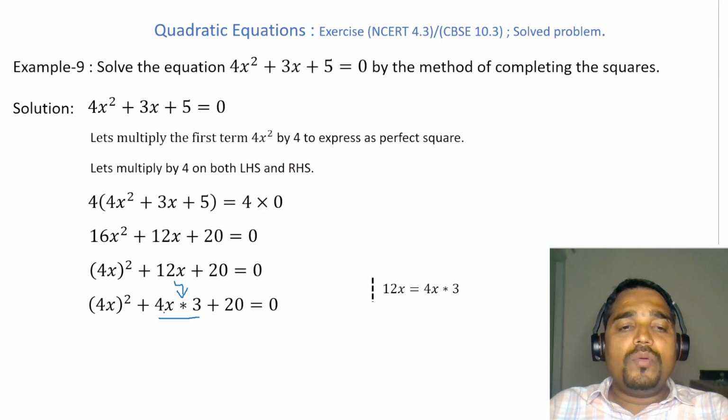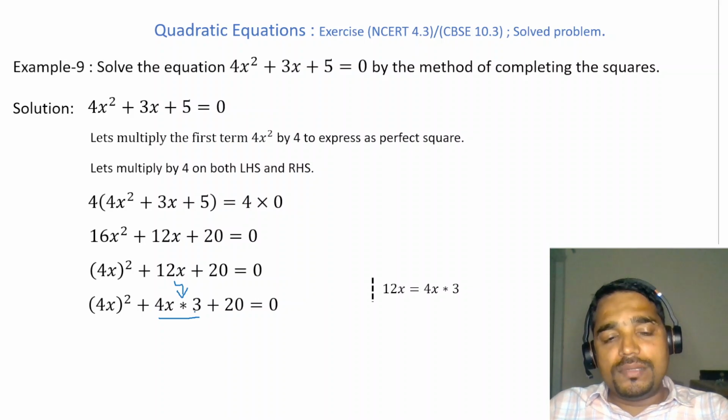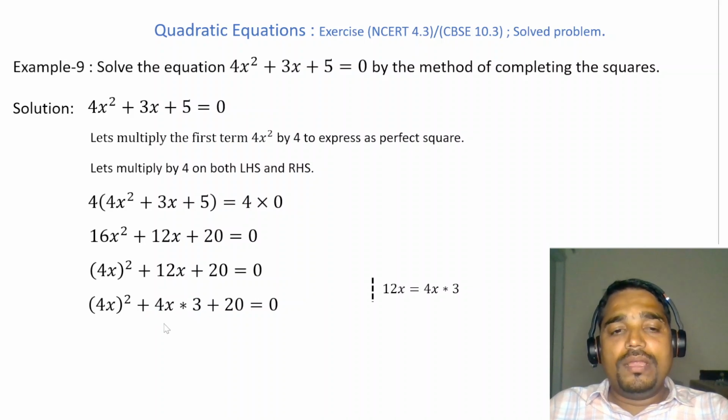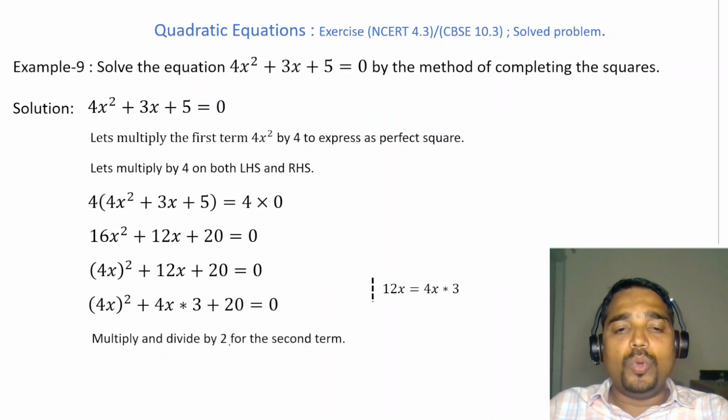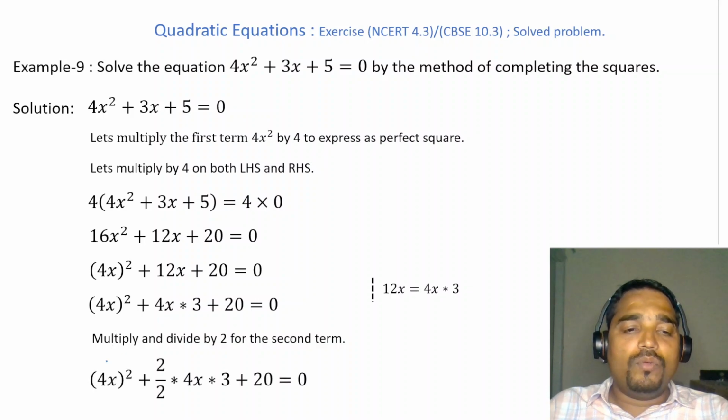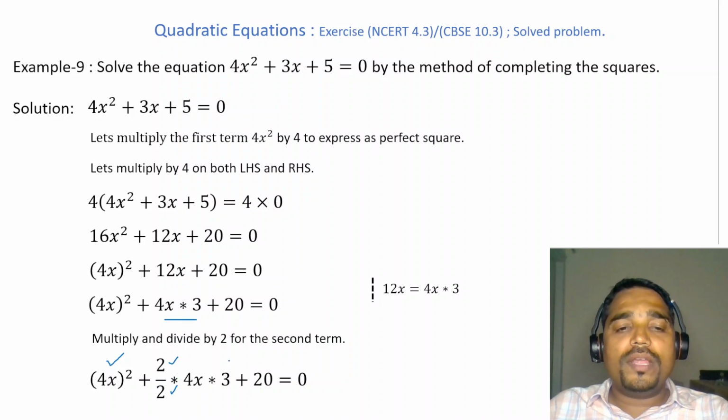Also, now this is looking like 2ab. Now I want 2 into a into b. Therefore, let's multiply and divide by 2 for the second term. That is, first term (4x) whole square would remain as it is, plus we have divided and multiplied by 2, that is 2 by 2 multiplied by 4x into 3, plus 20 as it is.